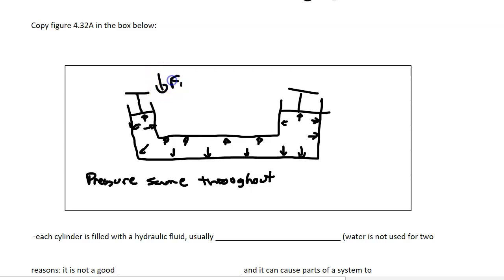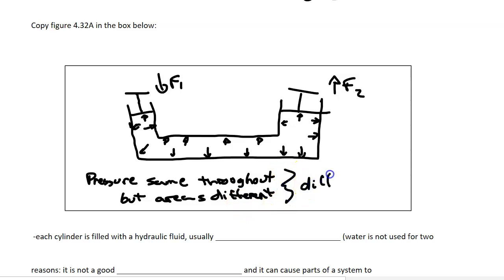But the force acting on here and here wind up being different because the areas are different. Now, if the pressure is the same and the area is different, that means different amounts of force are going to be at F1 and F2. So this all leads to different forces. F1 is not going to be equal to F2.